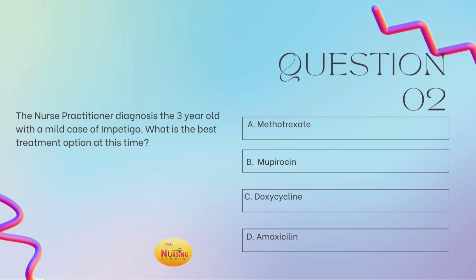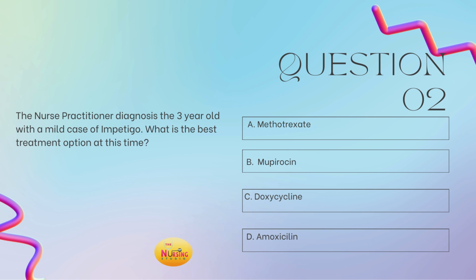All right, so the stem of the question states, what is the best treatment option at this time? So what are we treating? If they're asking for a treatment, you need to run it back and see what the diagnosis is. Have they provided a diagnosis? Do you know what the diagnosis is? And if you do not, you need to run it back a step further and figure out based off of the assessment findings, right? But here they state that the nurse practitioner has diagnosed the 3-year-old with a mild case of impetigo. So how do we treat impetigo?